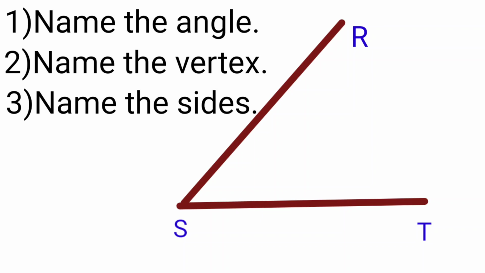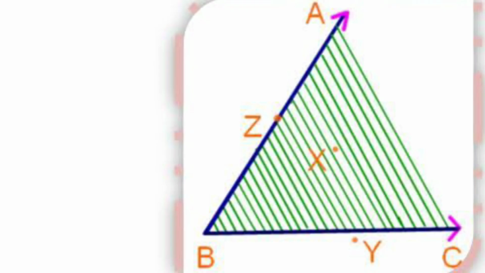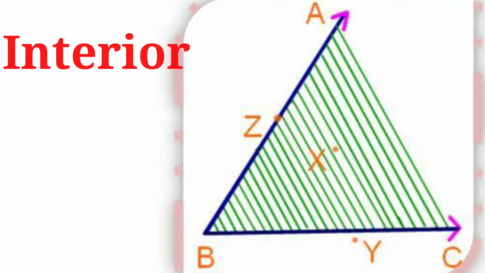Okay, now let's discuss the exterior and interior of an angle. First of all, let's see what we mean by the interior of an angle. As you can see, the point X is located inside the arms, or the point X is bounded by the arms AB and BC. So we can say that the point X is in the interior of angle ABC. Here the point X is located inside the angle. So the point X is called an interior point of the angle ABC.